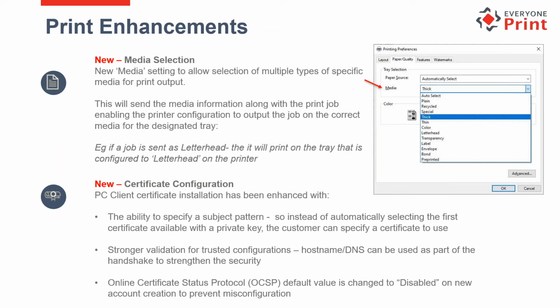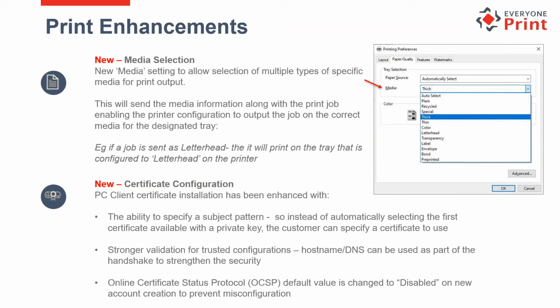We're also going to talk a little bit about the PC client and certificates. These are used to secure connections between the PC client and the server, and the PC client within the customer's network. We've now added the ability to specify a specific subject pattern. Effectively, the way the PC client would use certificates is it would take the first relevant available certificate with a private key. Now we can specify exactly which certificate the PC client uses. So it just gives some stronger validation for those trusted configurations.